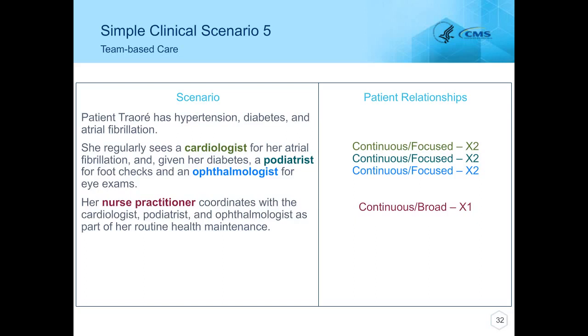And then finally, the last practitioner, her nurse practitioner, coordinates with all of these specialists and also coordinates the routine health maintenance for this patient. So the nurse practitioner may take on a broad-based strategy for care and do this continuously over the patient's lifespan as well. So that defines the nurse practitioner as continuous broad with X1 as the relationship code. Next slide, please.